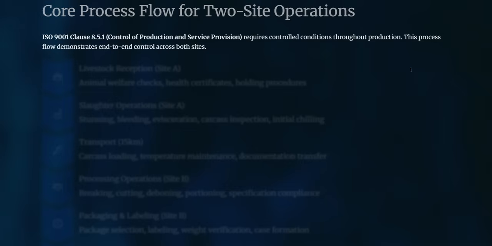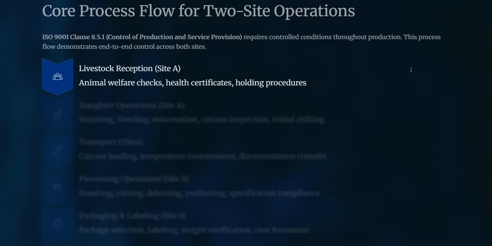ISO 9001 Clause 8.5.1, control of product and services provision, requires control conditions throughout production. The process flow that we are going to show you here demonstrates end-to-end control across both sides of our organization, which is Global Meat House. First, we start with livestock reception at site A. What do we do there? We have to map out animal welfare check, health certification, and holding procedures.